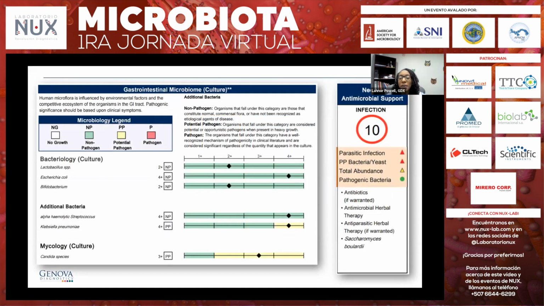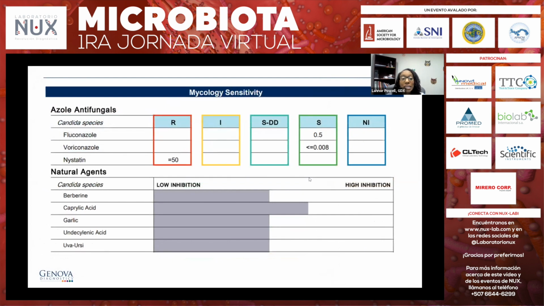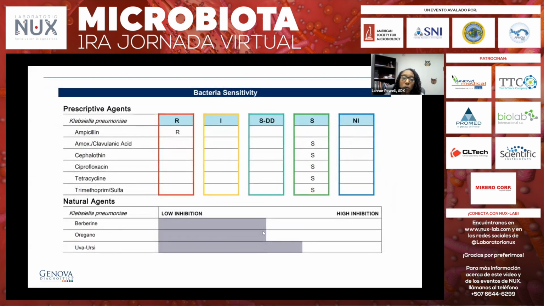So again, on the front page of the report, it's going to fall under the infection pillar there, and you can look at various treatments based on what is identified. So this is what our sensitivity page looks like for the yeast. You can see if it falls under the S category, that means it is susceptible. So you want to go ahead and use these agents for treatment. For natural agents, you want it to be as close to the high inhibition as possible. But these that are halfway are actually doing a pretty good job at limiting the growth of the Candida species. Same thing for the prescriptive agent.